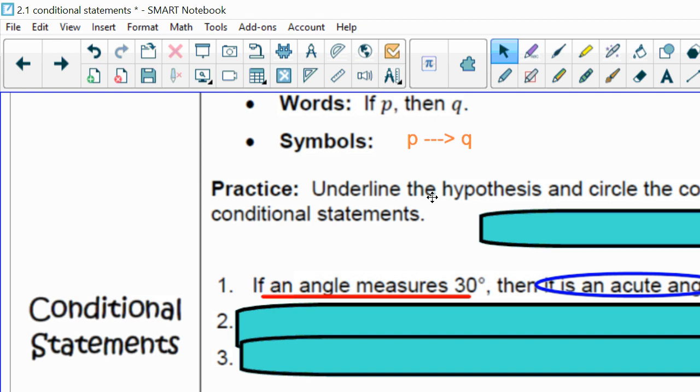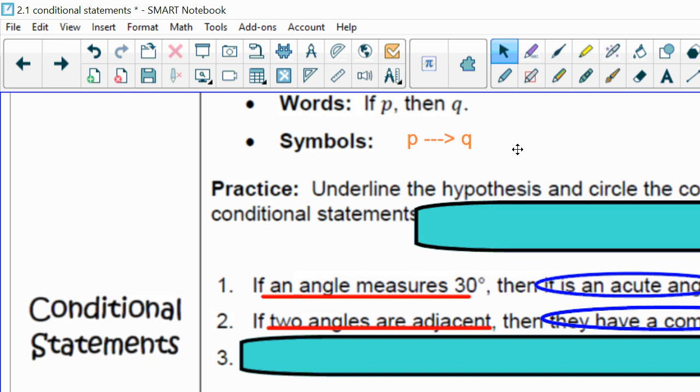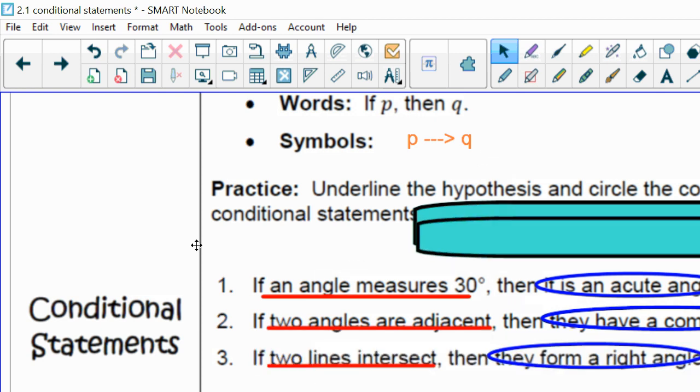The words if and then are not part, okay? So please do not circle or underline if and then. Those are just the keys to let you know if this is the hypothesis, then this is the conclusion. And the second one, if two angles are adjacent, so there's your hypothesis, then they have a common side. And number 3, if two lines intersect, then they form a right angle. So for example, if you do your homework, then you will not get a 0.